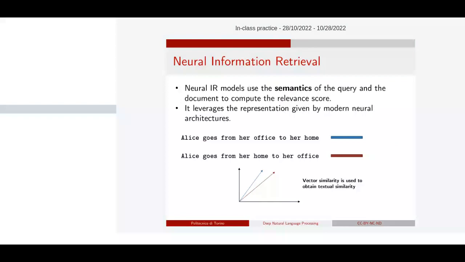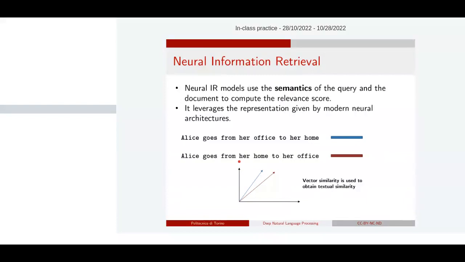Alice goes from her office to her home, and the other one is Alice goes from her home to her office. We have actually two different representations from the sentence. So we don't have the exact same representation that we had before. We have two different representations.